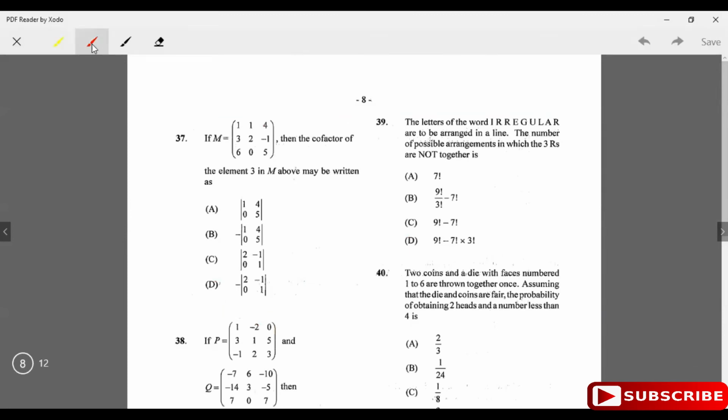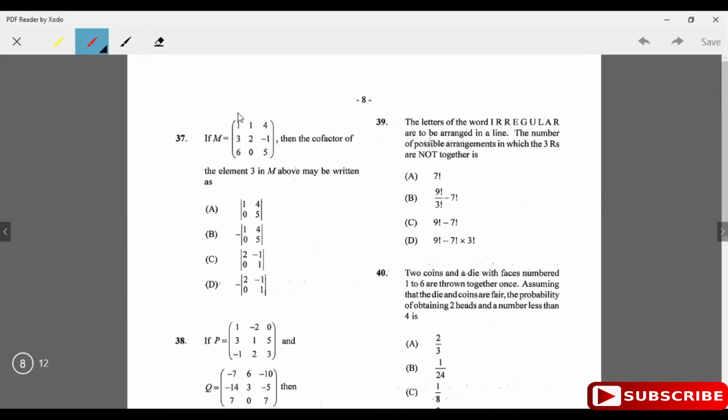Question 37 is a repeat. What's question 37? The cofactor of the element 3 in M, which is the 4, right? Yes. So it's going to be 3, 2. So it's plus 3, 2. A, no, sir. It's A. What are you looking at?